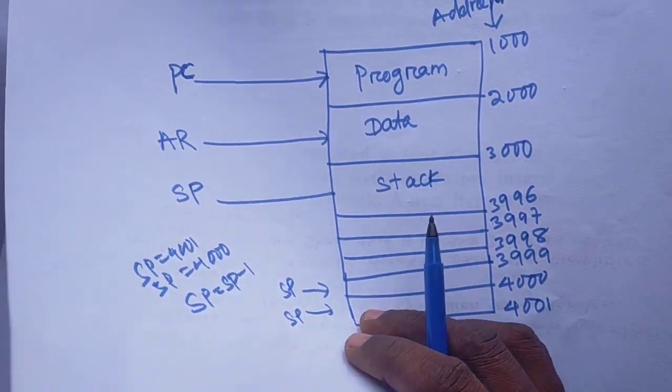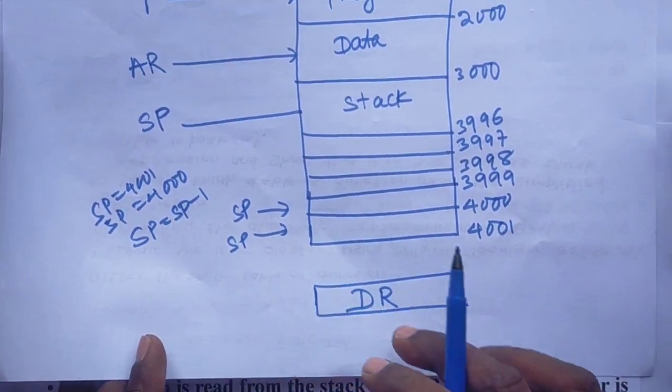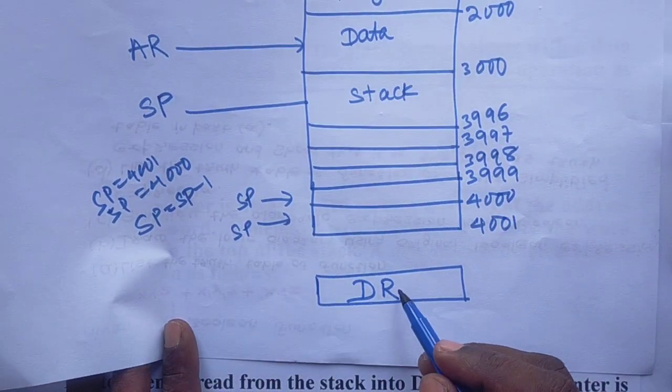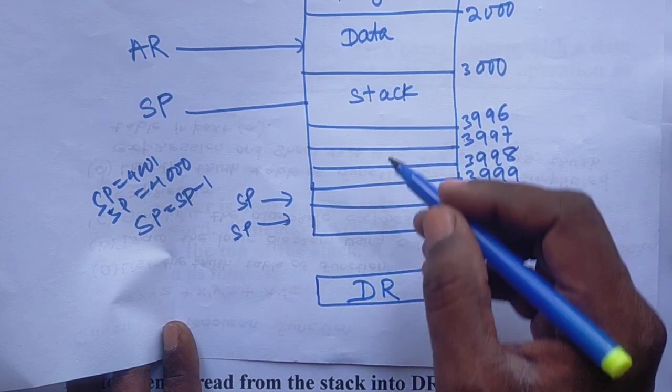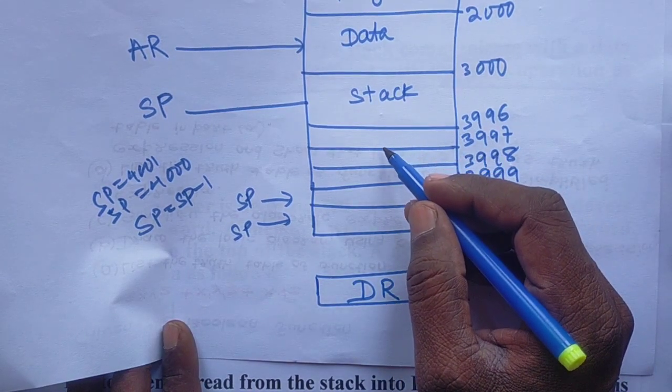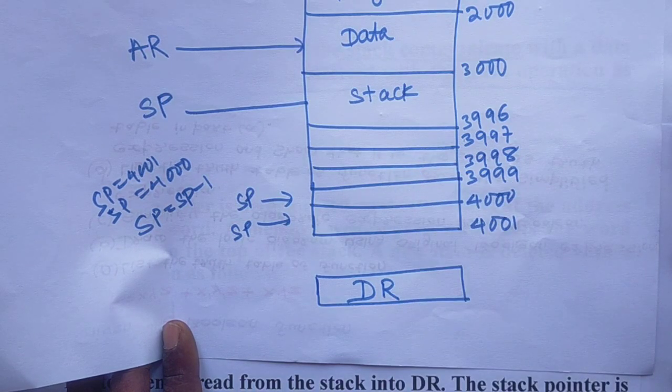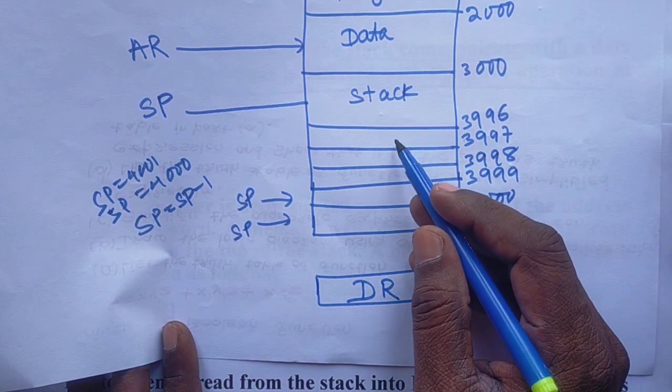Whenever we go through that stack, I already discussed this part. Here it is DR. Whenever we enter some data into the stack, the data is collected from DR and stored in the stack. If we insert, we use the insert operation, or push operation, for the stack.